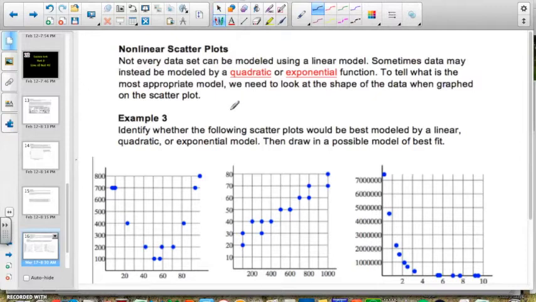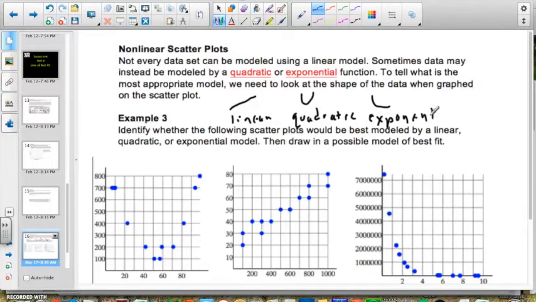So basically what we are going to be doing is we're going to look to see whether our dots form a straight line, and let's pretend that that's straight, and if so, that would be linear. If it makes a U shape, it's going to be quadratic, and if it gives us an exponential curve, it's going to be, of course, exponential.